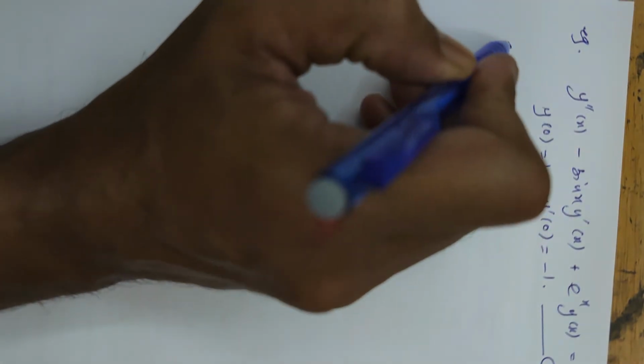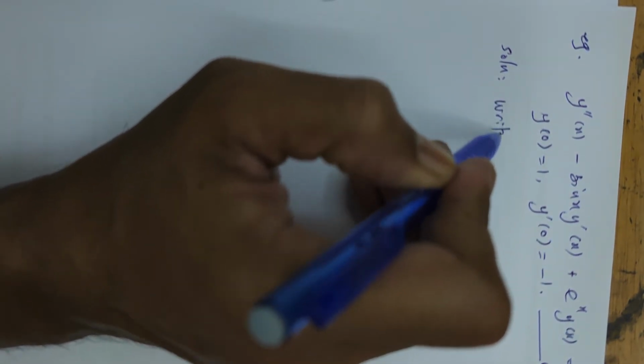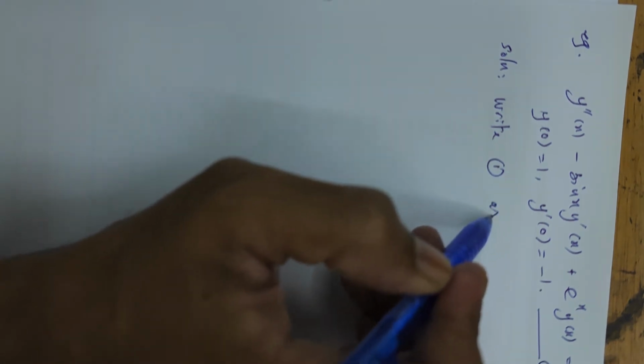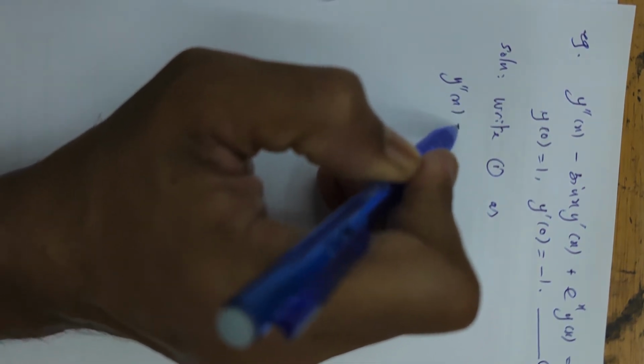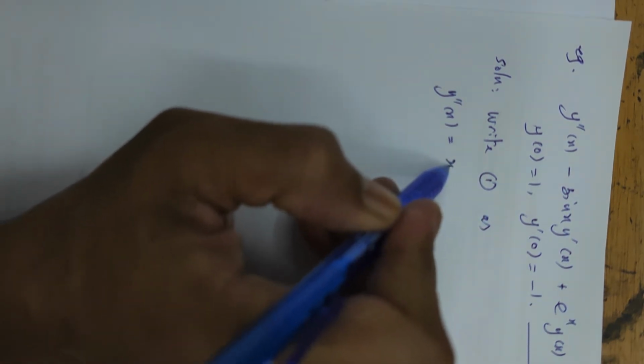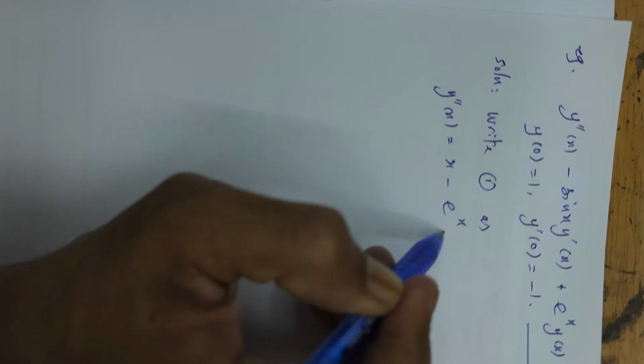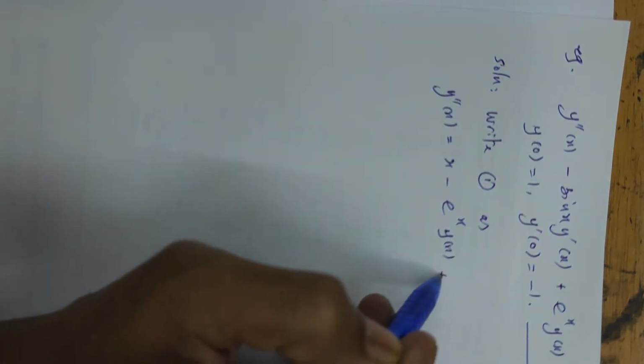Alright, so we can write the given differential equation as follows: we bring the other terms to the right side, and on the left just y double prime. So we have y double prime x is equal to x minus e^x y(x) plus sine x y prime x. Okay, let's call this equation number 3.